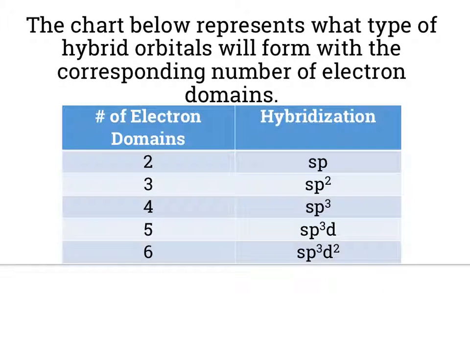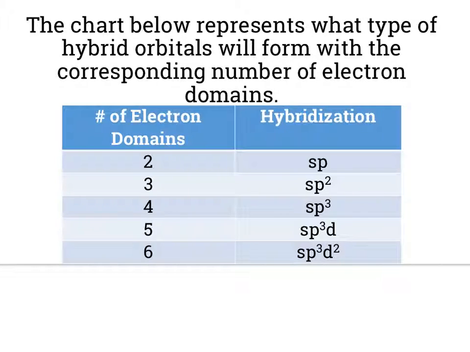And this chart below represents what type of hybrid orbitals will form with the corresponding number of electron domains. If you'd like a better picture of this, there are many in your book. It's a little bit hard to describe, but if there are 2 electron domains, basically the outer s and p orbitals are going to start mixing. Like I said, it's a little bit weird. Feel free to look it up, but I'm not going to go into that.